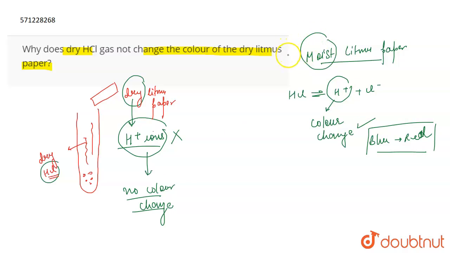The litmus paper that you're bringing near the test tube, wherever this gas is liberating, it has to be moist, it has to be wet, right? That's all for the question.